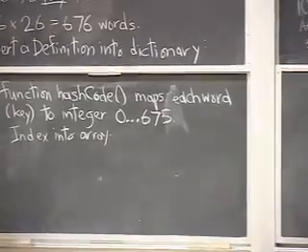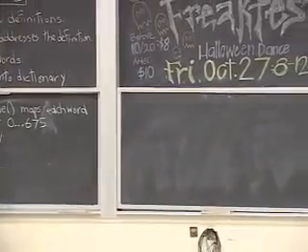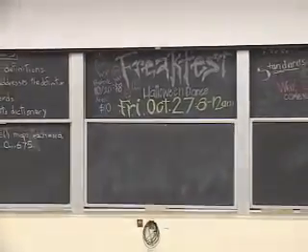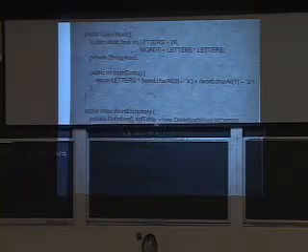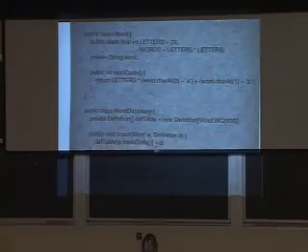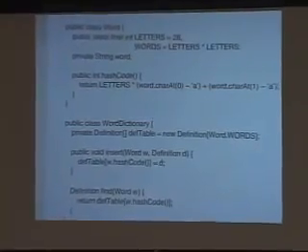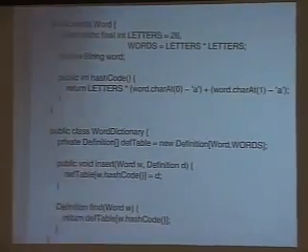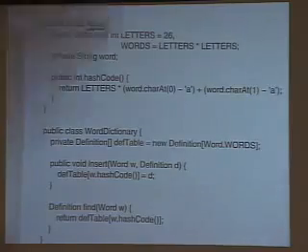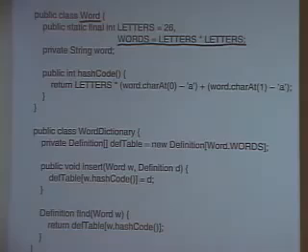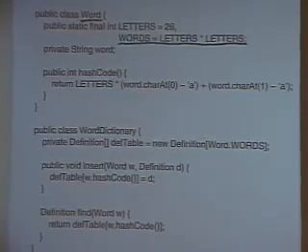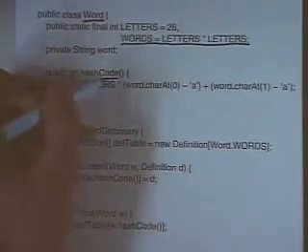So let me show you some code that does this in the simplest way possible. Okay, so I have a class of words. And the total number of possible words is 26 times 26. There's 26 letters in the alphabet, and these are two-letter words. And here's my function hash code that I talked about.